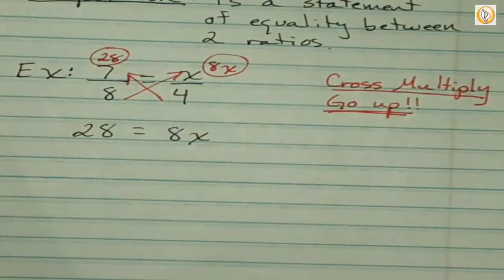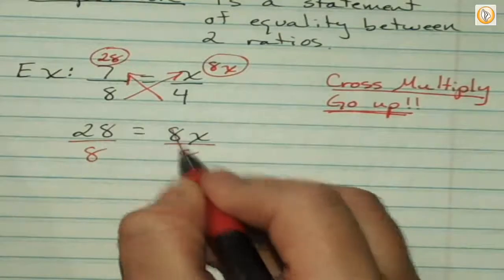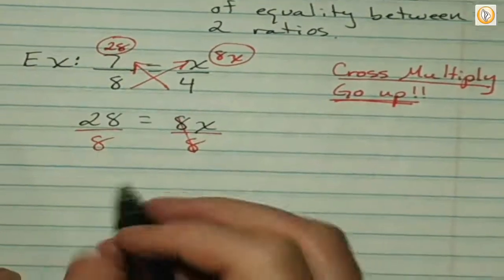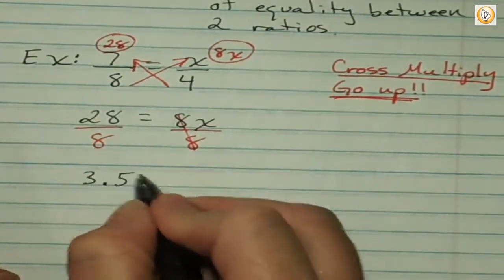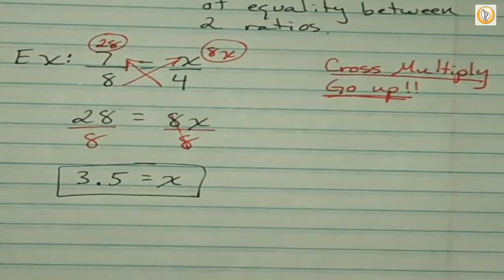Now you do intruder alert. Divide by 8 and you get 3.5 equals x. Any question about proportions?